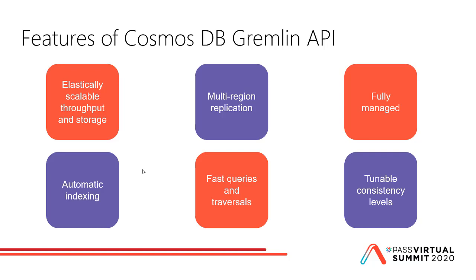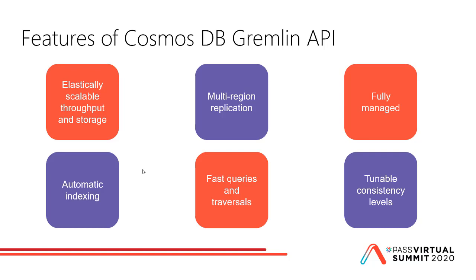Some of the features that Microsoft would like you to know about Cosmos DB and the Gremlin API in general is the elastic scalability, throughput, and storage. These are all adjustable on the fly, so you can really hit the right performance level for your application. There's multi-region replication, which really means that we can choose to distribute our workload to as many data centers across the globe as we want, keeping the data as close to our users as possible.